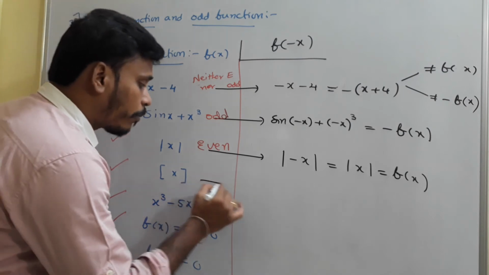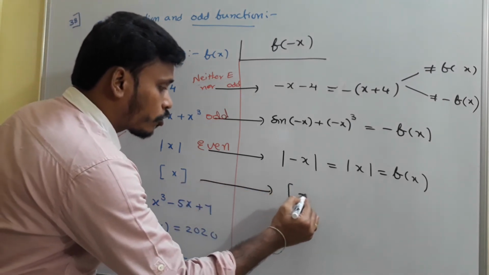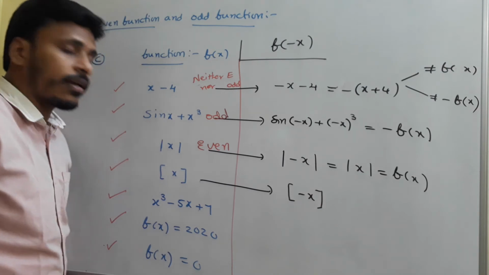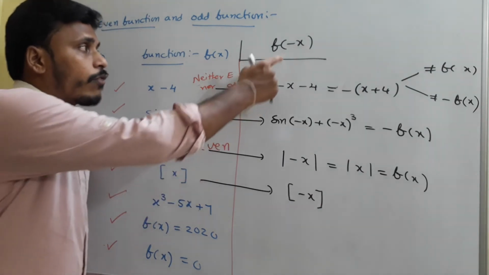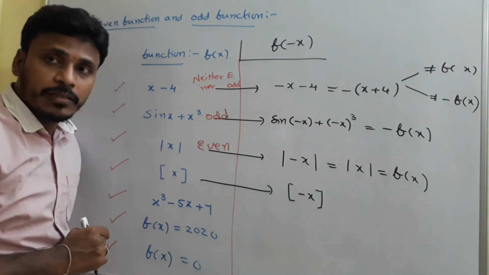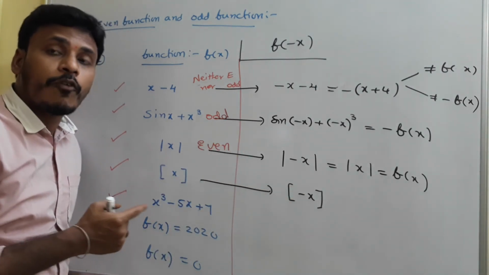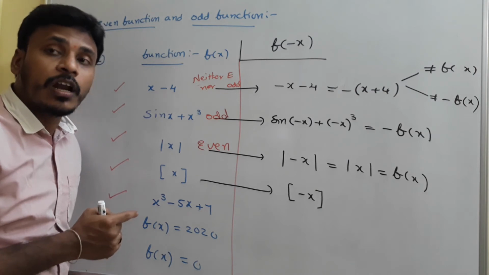Okay. And the next thing is step x. So what to say about step of minus x? To check whether it is even or not, we need to replace x with minus x. So f of minus x is step of minus x. What is the value of step of minus x? We are not sure actually.